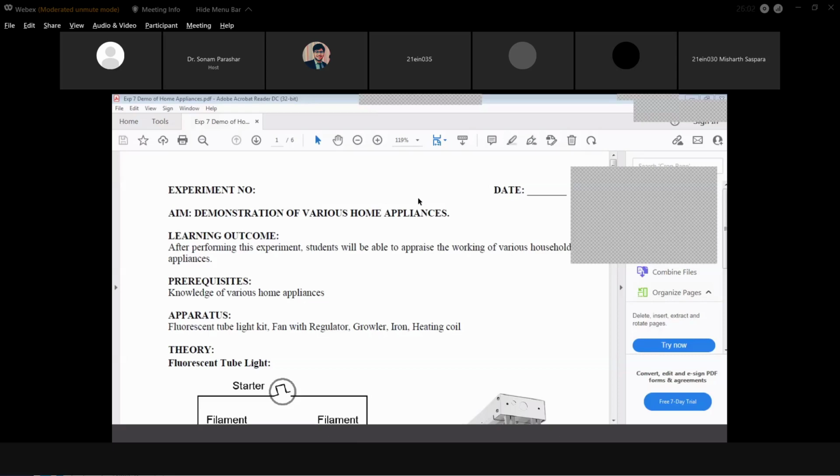These home appliances we have in our daily life. We use them regularly. So there is no need to explain what is the role of the tube light, the fan with regulator, iron, heating coil. I think you already know these things, right? So we'll discuss the working and construction, how they work. We know what work they can do, but how they work, we will discuss.